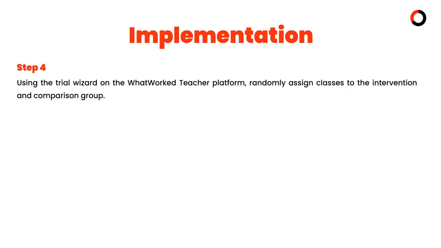Step 4. Using the trial wizard on the What Works Teachers platform, randomly assign classes to the intervention and comparison group. Just one piece of advice: if you are inputting class data, it is best to get one teacher to input the scores while the other teacher reads them out. It will make this a little bit quicker. And then once you've randomly assigned the classes, just record which class is the intervention on your Excel tracker.